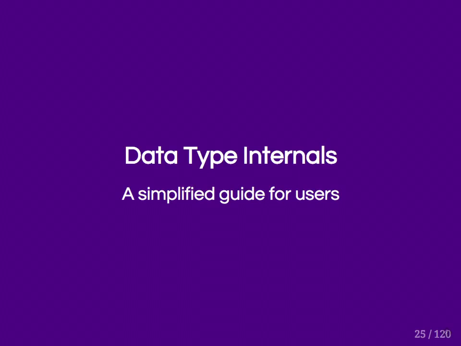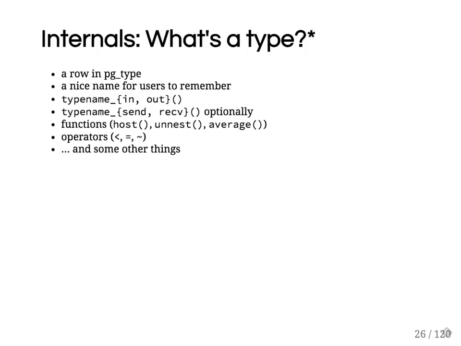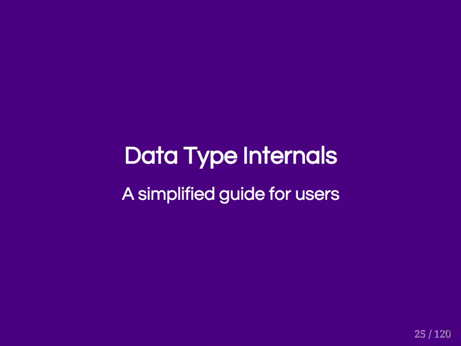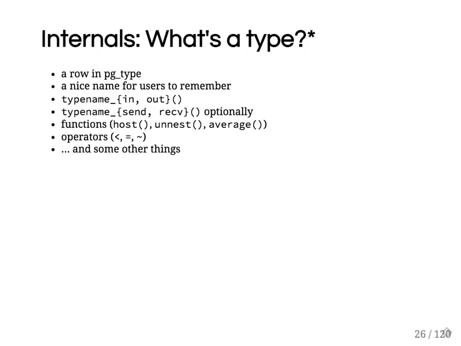All right, how do data types work? How many people know how data types work internally? Couple. Okay, good. This will hopefully be interesting to you. A data type is a row in the PG type table. If you have Postgres on your laptop, you can say select star from PG type and see what types you have and what they do. So the components of that row are a user-friendly name to remember, like bitstring or XML or JSONb, a type name in and out function, and a send and receive function, which performs a similar function for binary representation.